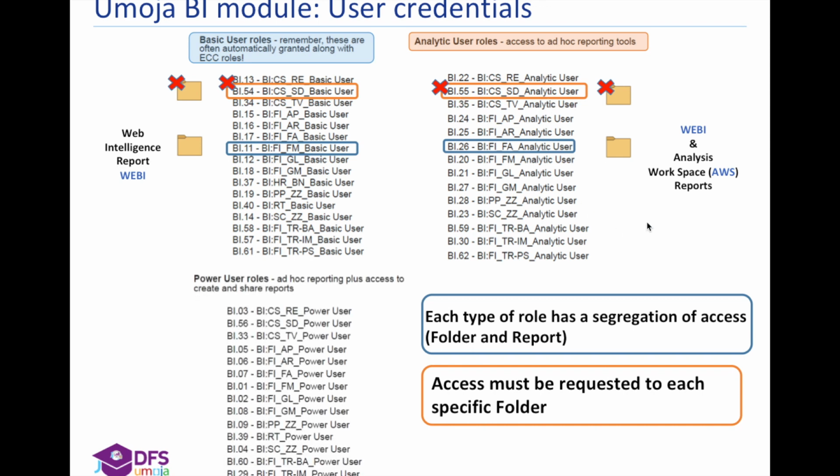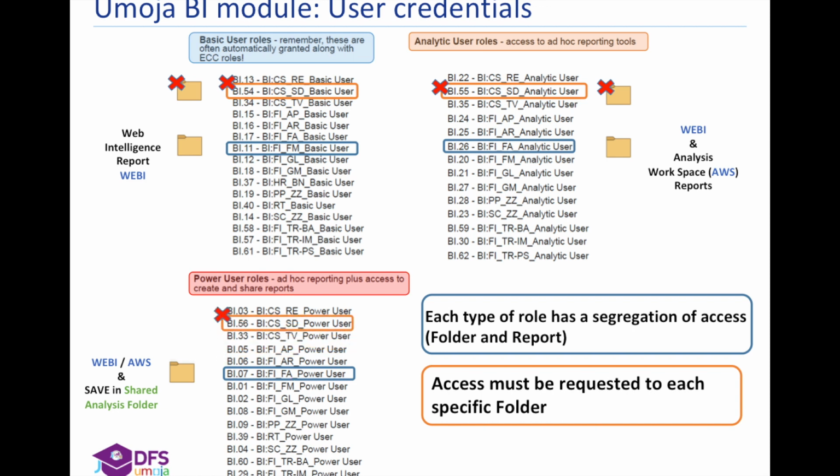Same exact thing would happen even if I have a power user role. I would be able to view Web Intelligence reports, analysis workspaces reports, and also share in the analysis folder for this specific folder and role, BI 07, FI, FA, but of course I would not be able to do so for a different type of folder that requires a different type of role.